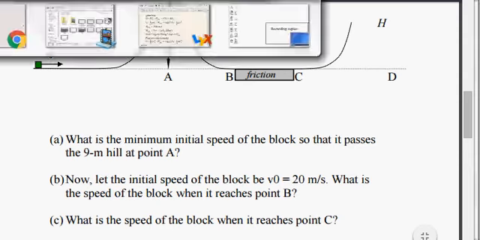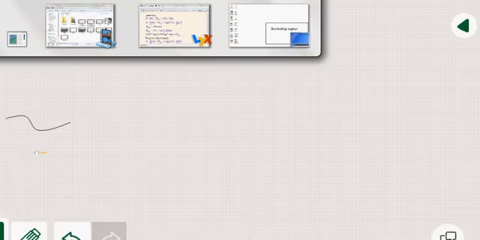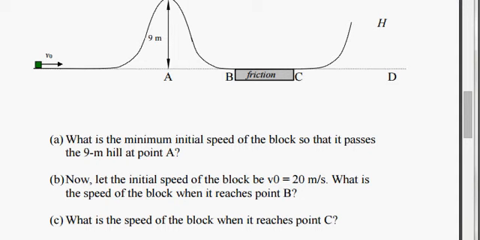It's kind of just an agreed convention in physics that the minimum speed means, well, it's not just an agreed convention. It makes sense that if it's the minimum speed, then it just barely reaches the top of the hill. If it were going faster, then it would reach the top of the hill and then be going fast. And so to barely make it to the top of the hill and pass it, you have to barely make it with 0-ish kinetic energy at the top of that hill.